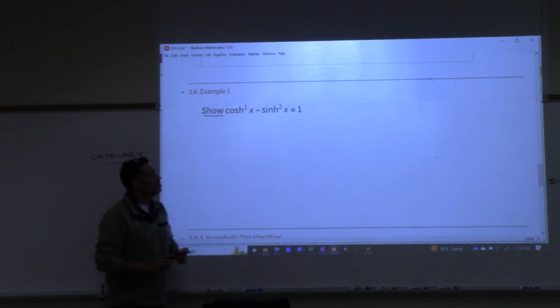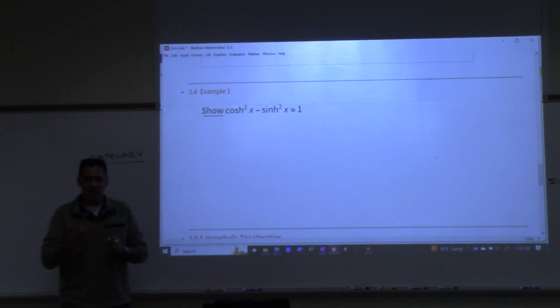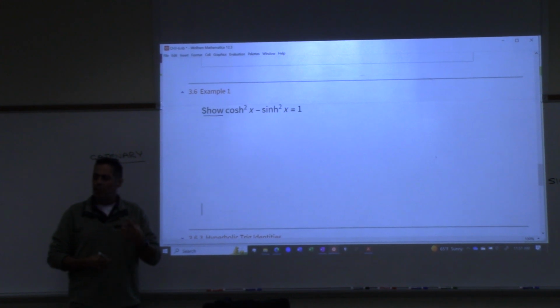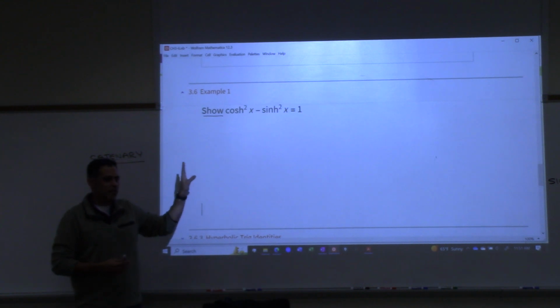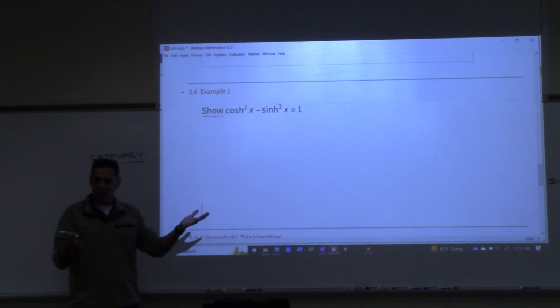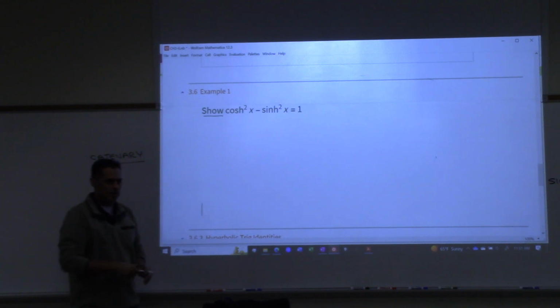I want to show that when you take the cosine hyperbolic function, square it, and subtract the sine hyperbolic squared, you should get the number 1. So this goes back again to pre-cal. How do we prove identities in pre-cal? You start with one side and you turn it into the other. You're not allowed to treat this like an equation and work with both sides. You have to start with one and transform it into the other side.